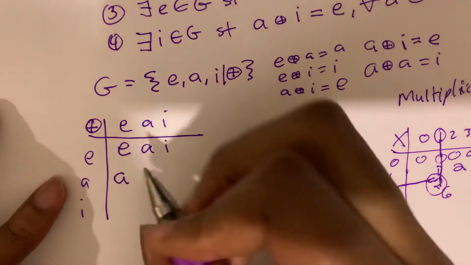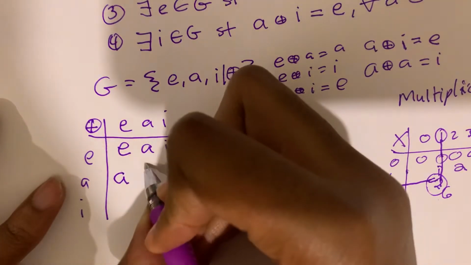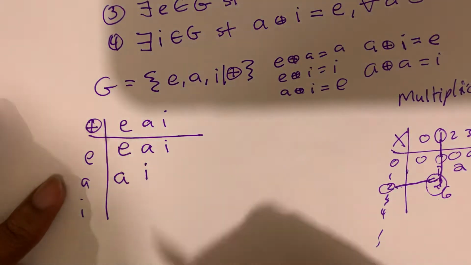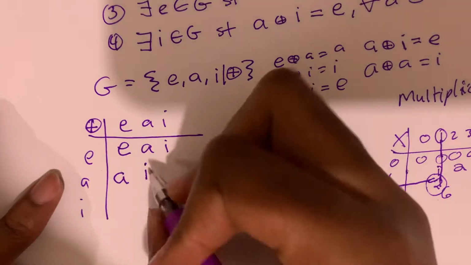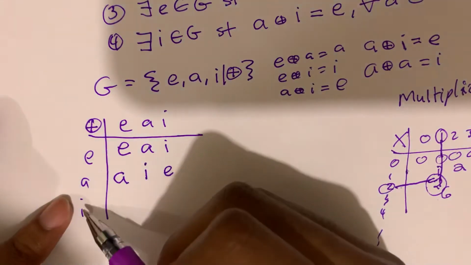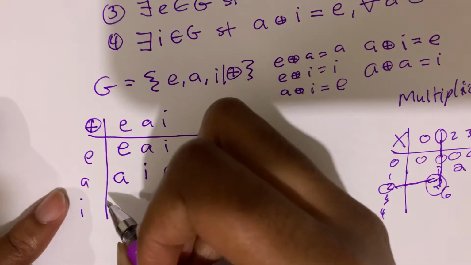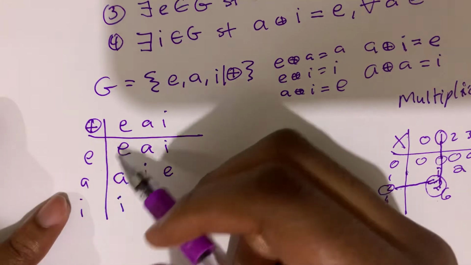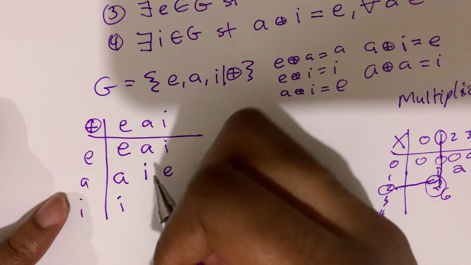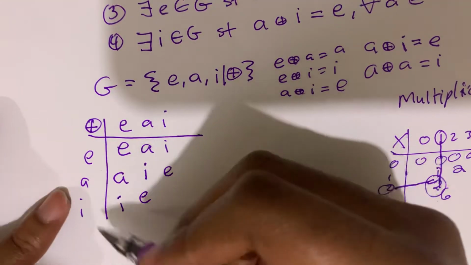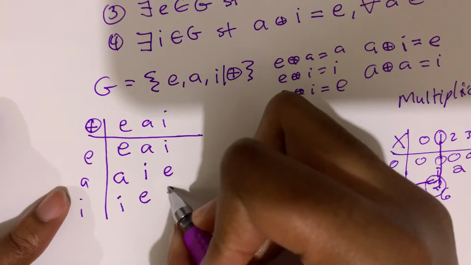A operated with A, remember that's going to be I. It has to be I, actually. And we have A operated with I, it's going to be E. I operated with E, that's going to be I. Yes. I operated with A is going to be E. And I operated with I is going to be E.